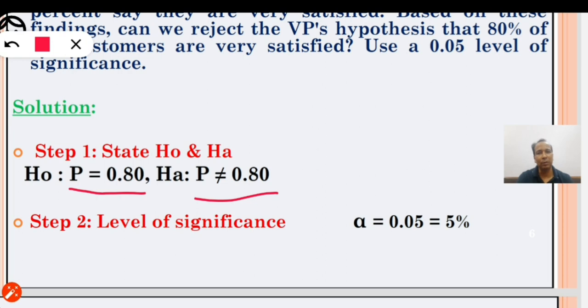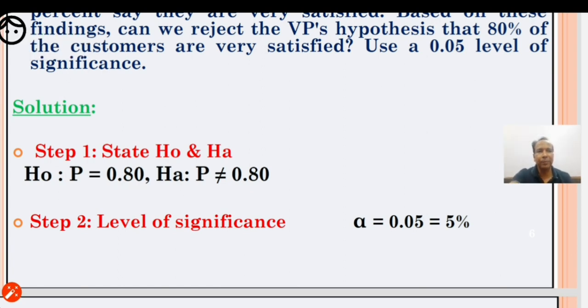In step 2, the level of significance, which is already given to us, is 0.05, that is 5%. Since this problem doesn't indicate any direction for the alternative hypothesis, it is simply saying test whether the vice president's claim is right or not, that's why it becomes a two-tailed test with the alternative hypothesis not equal to.